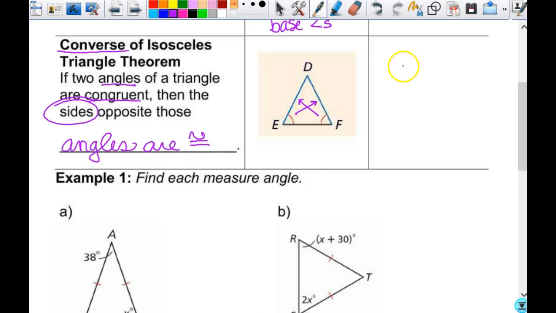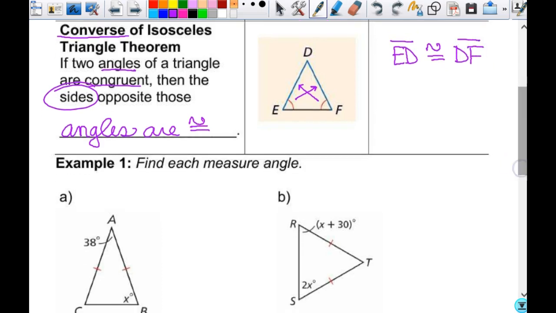So then I know that line segment ED is congruent to line segment DF. And what parts of the isosceles triangle are those sides? Legs. So line segment ED and line segment DF are the legs.